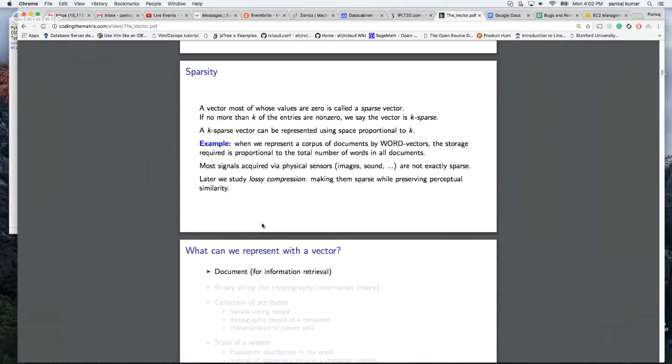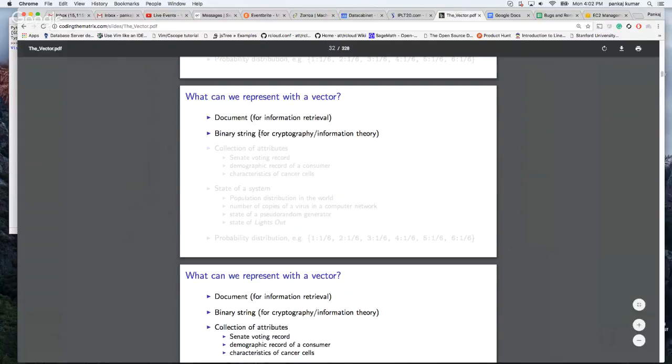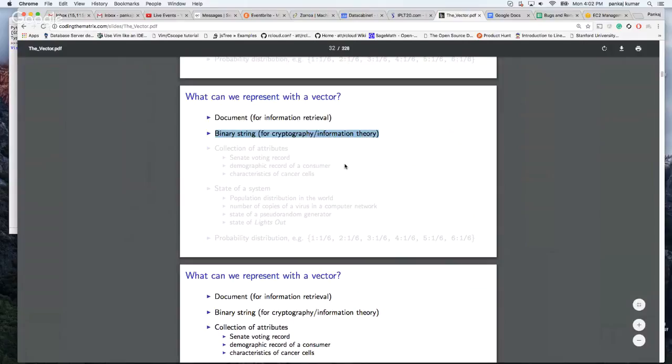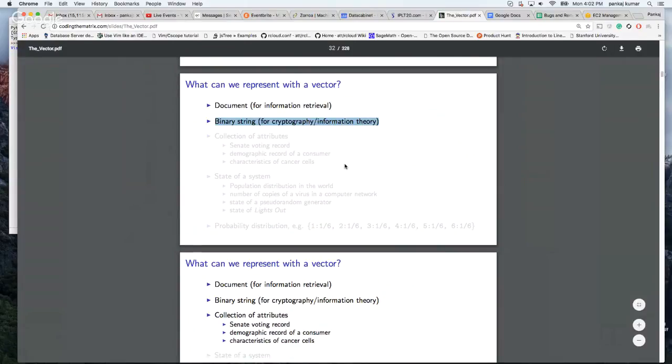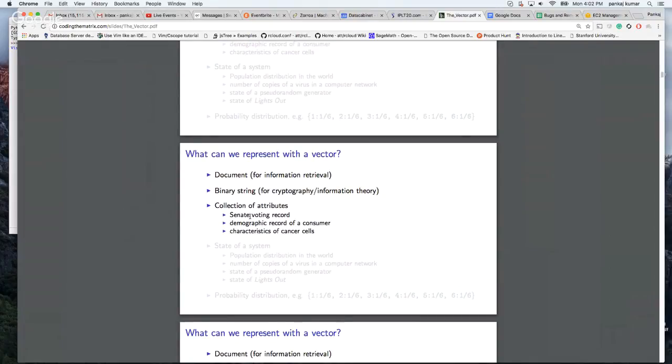So what can be represented with a vector? A document can be represented by a vector using the bag of words model. A binary string can be represented by a vector, and the algebra could be defined over the GF2 field. A collection of attributes, for example, can be a vector. For example, your Senate voting record of all senators could be vectors, where 1 is a yes, 0 is an abstain, and -1 is a no.